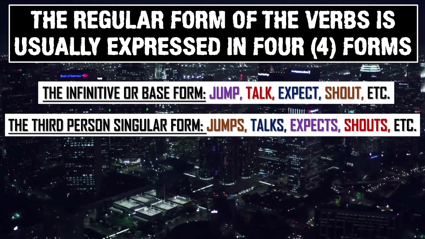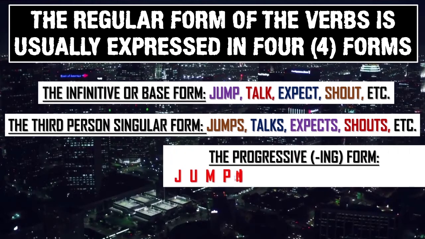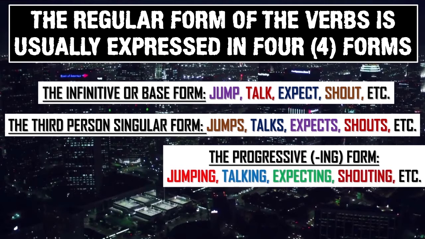Then the third manifestation of the regular form of the verb is the progressive or the continuous form. That is the form that has the -ing or the gerund. For example, jumping, talking, expecting, shouting, and so on and so forth.